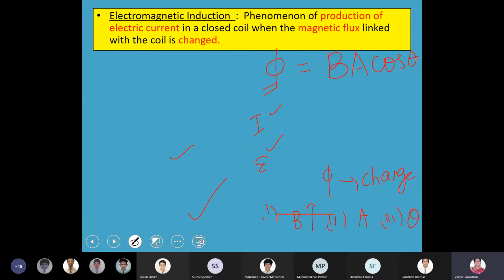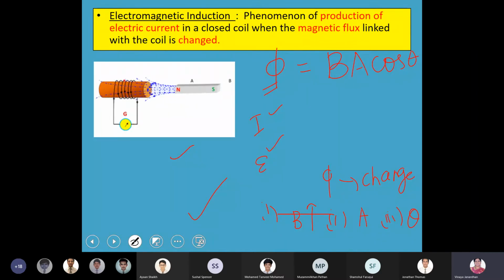Now, what is electromagnetic induction? The phenomenon of production of electric current in a closed coil when the magnetic flux linked with the coil is going to change. Now look at the diagram, boys. Look at this small picture. You have a closed loop. You have a coil, which is made up of insulated copper wire connected to a galvanometer.